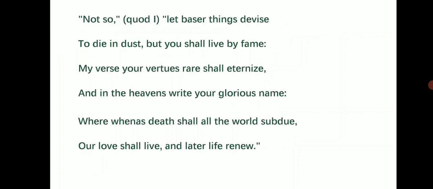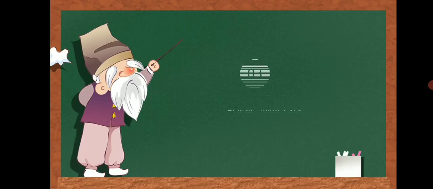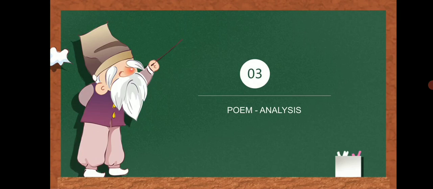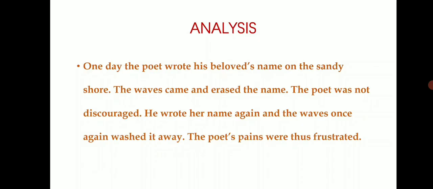Not so, quoth I, let baser things devise to die in dust, but you shall live by fame. My verse your virtues rare shall eternize, and in the heavens write your glorious name. Where whenas death shall all the world subdue, our love shall live, and later life renew. So, this is the sonnet, a beautiful sonnet, and now we enter into the analysis.